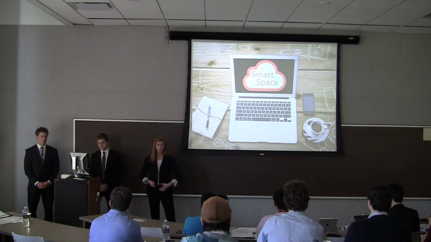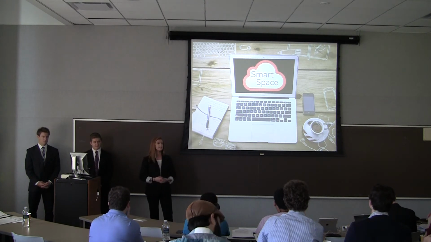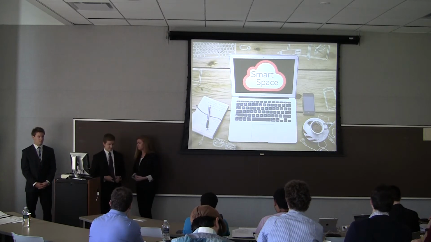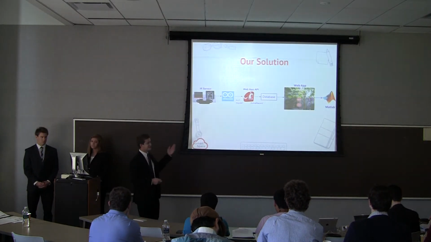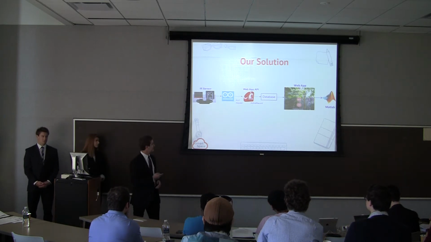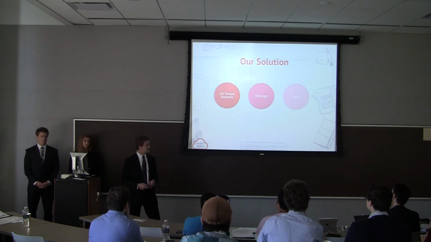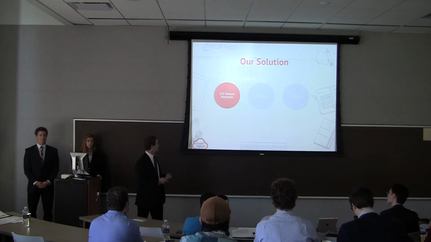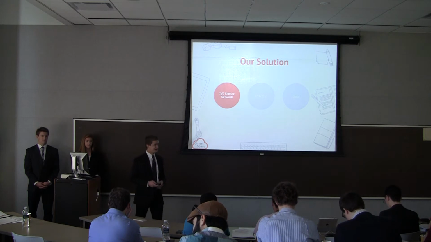So given our stakeholders and their needs, we designed SmartSpace, which Matt is going to discuss in further detail. Thanks, Kayla. So as you can see here, this is the overall design for our project. However, we can simplify this by focusing in on 3 main components: the Internet of Things sensor network, the web app, and the data. So first, I would like to talk about the sensor network in a bit more detail.